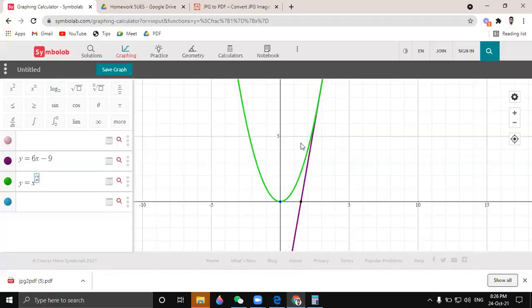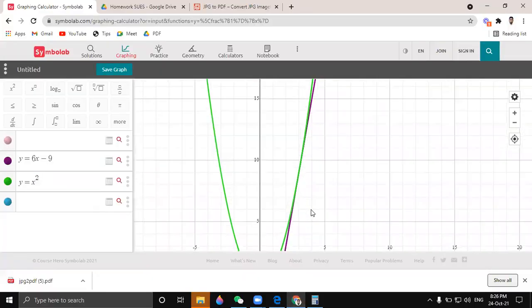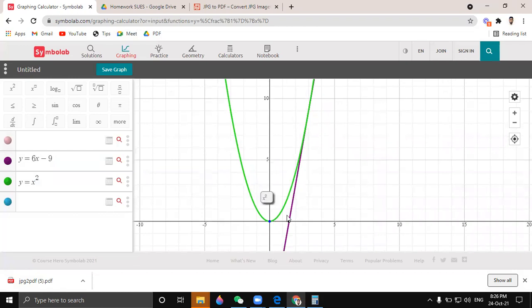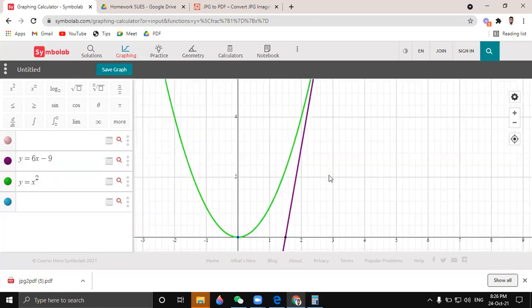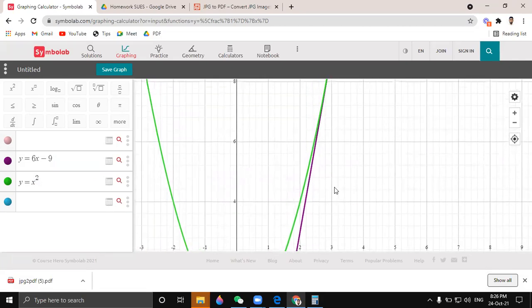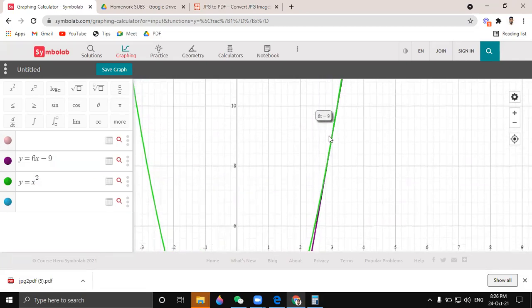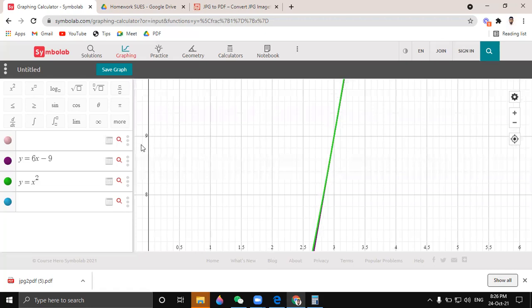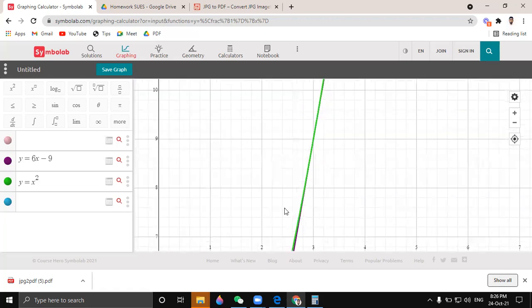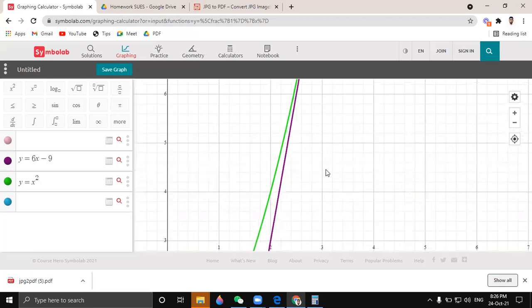So this is our graph, okay? You can see x is equal to 3. That means x is equal to 3 will be here, right? This is our 3. So if you go to y is equal to 9, it will be somewhere around here, right? You can see here y is equal to 9 and x is equal to 3, right?